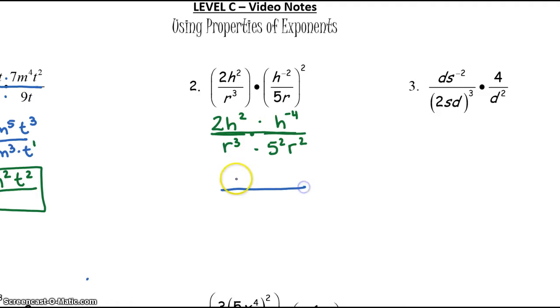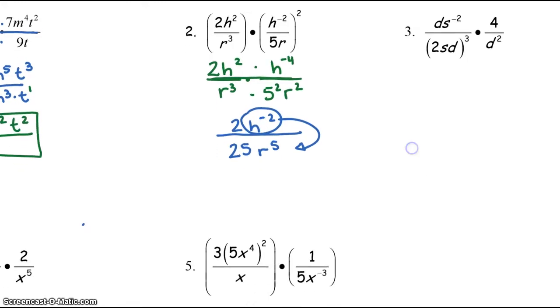Alright, now let's go ahead and combine like terms. We have the number 2 by itself on top. We have two bases that are the same with h's, so we can go ahead and add these exponents because it's multiplication. So 2 plus negative 4 is h to the negative 2 power. We have 5 squared, well that's 25, and we have two of the same bases. We have 3 r's here and 2 more here, so that's r to the 5th power. Now everything looks good except for h to the negative 2 needs to come down because it's a negative exponent. So we're going to go ahead and move it down.